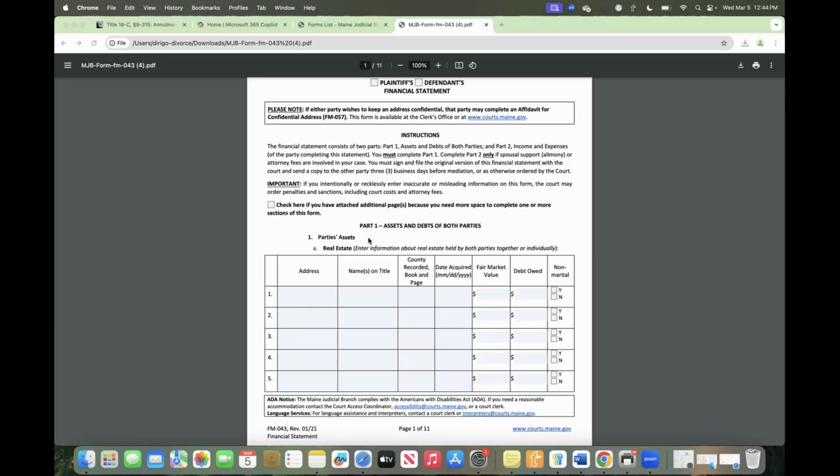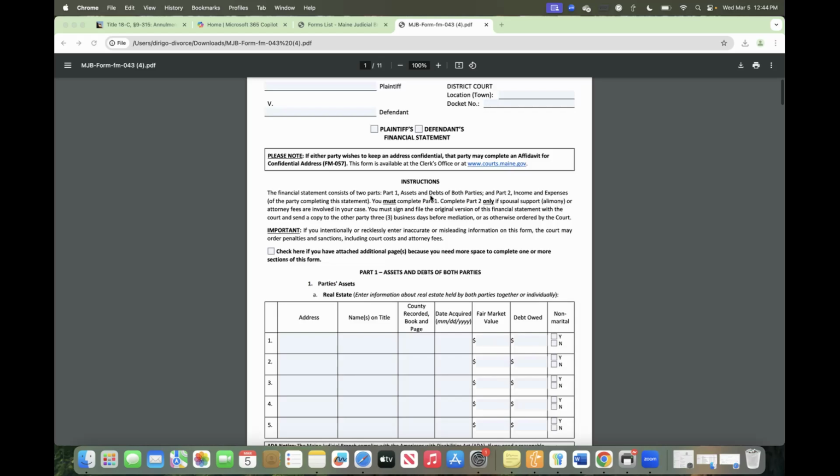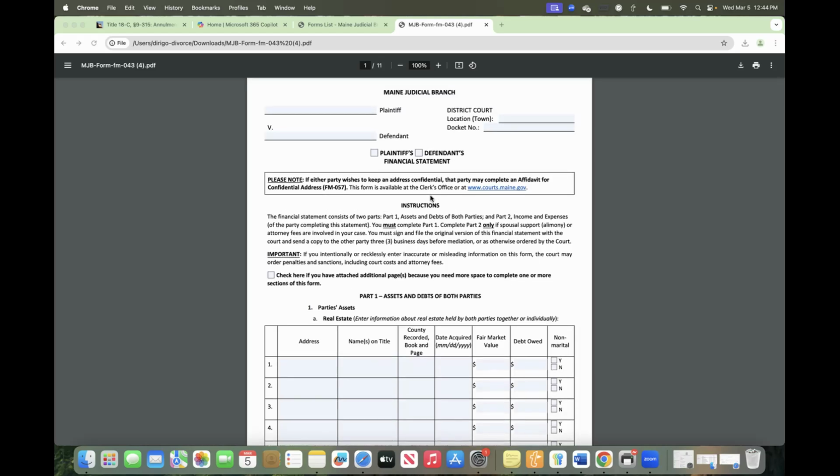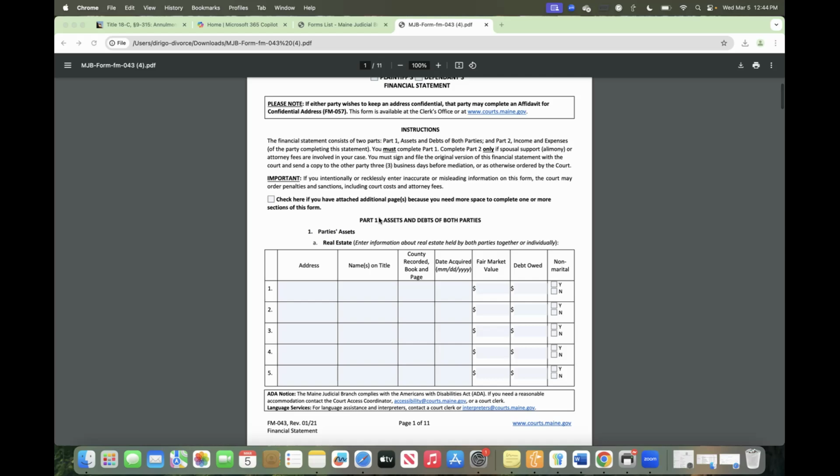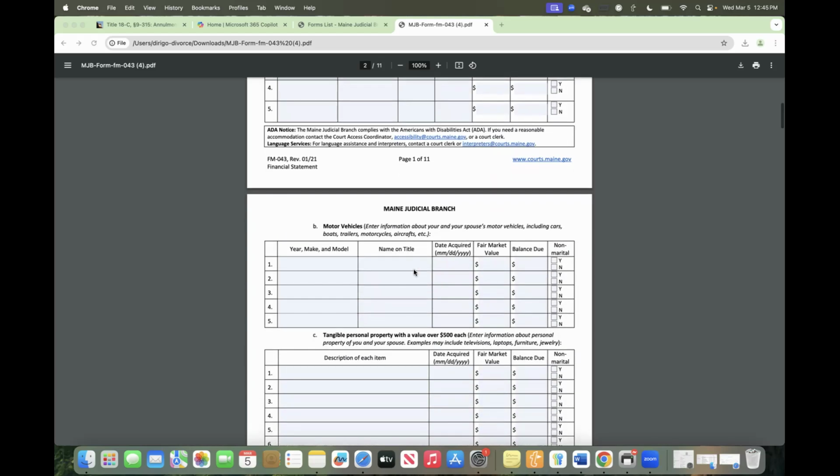I wanted to share with you how to fill out a financial statement in a family law case here in the Maine district courts. In every divorce case, the parties, both plaintiff and defendant, are required to fill out a financial statement. I describe this financial statement as something that applies to everyone from Elon Musk and Jeff Bezos down to the rest of us. And so that's why it's 11 pages.